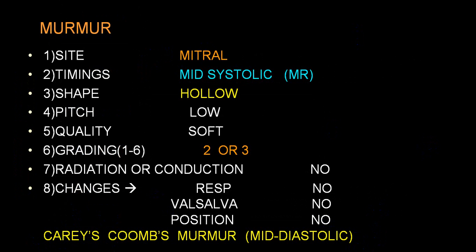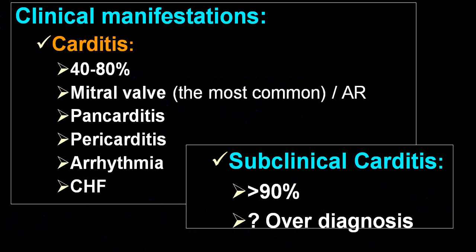So in the mitral valve, you will have a mid systolic murmur, which is a hollow systolic murmur, grade 2 or grade 3, which will be heard very frequently at the mitral valve. And you can have a mid diastolic murmur, which is because of inflammation of the mitral valve, called the Carey Coombs murmur, which is a mid diastolic murmur. So carditis is present in almost 40 to 80% of people. Mitral valve is the most commonly involved, and the second valve is the aortic valve.